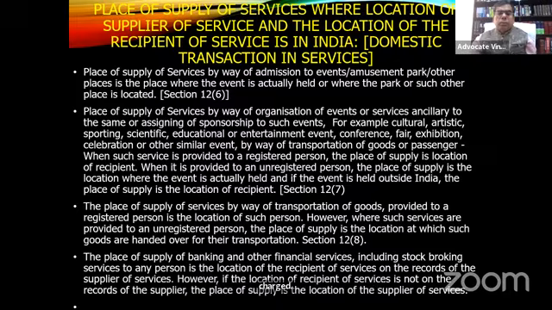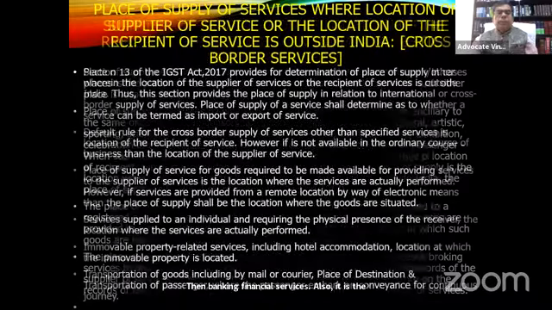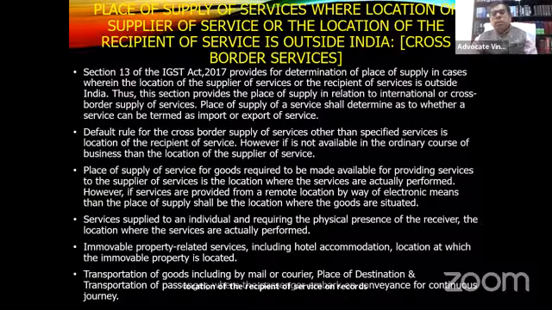Then in the case of transportation of goods also, the same principle is applied. It is the location of the registered person. Then for banking and financial services also, it is the location of the recipient of service on records. Now let us have a look at cross-border services. Here also the default principle is that it is the location of the recipient of the service which will be the place of supply.